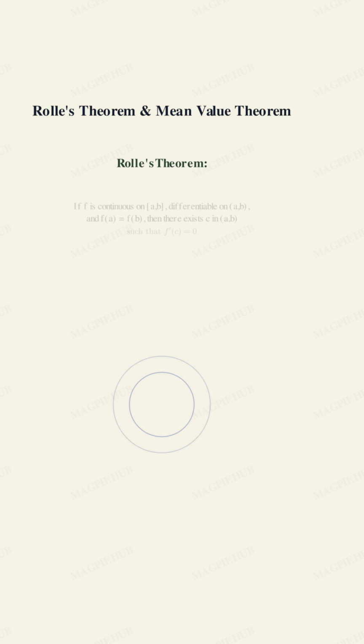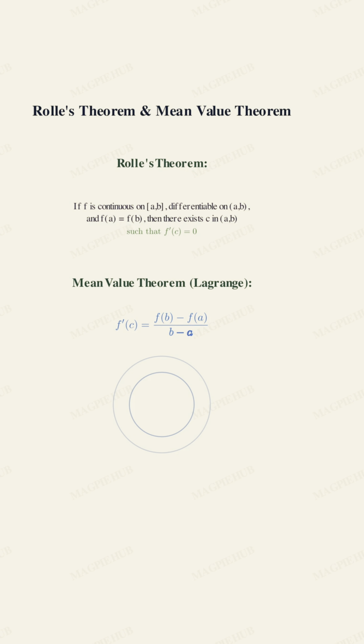Rolle's theorem, if f is continuous on the closed interval a, b, differentiable on the open interval a, b, and f of a equals f of b, then there exists some c between a and b where f prime of c equals 0, a horizontal tangent exists.